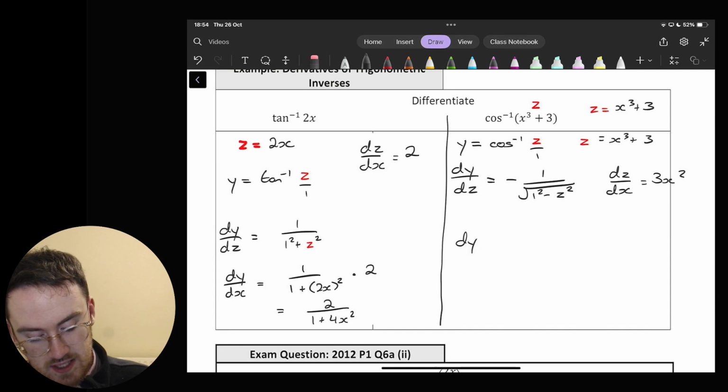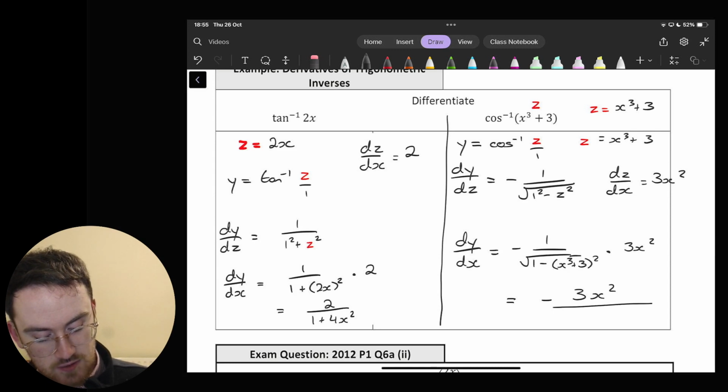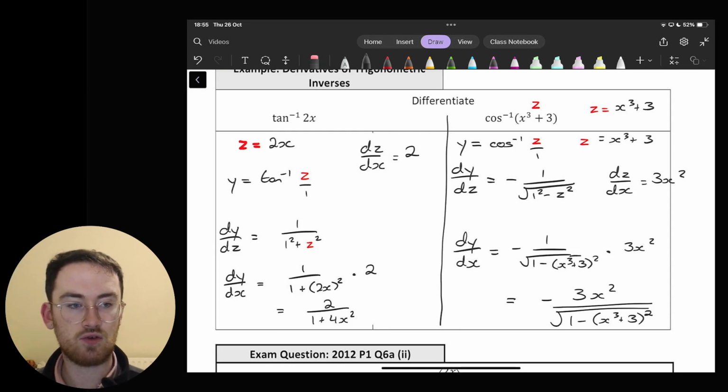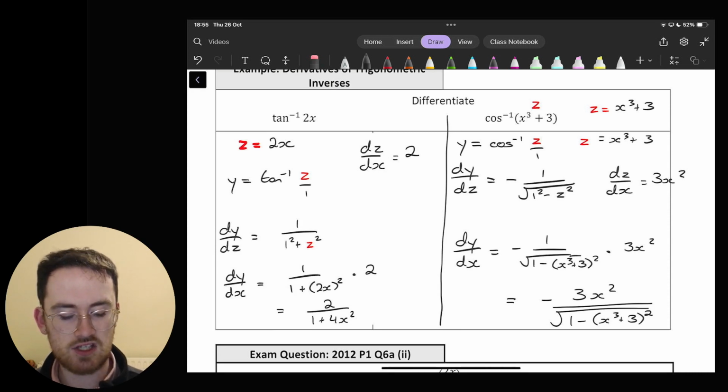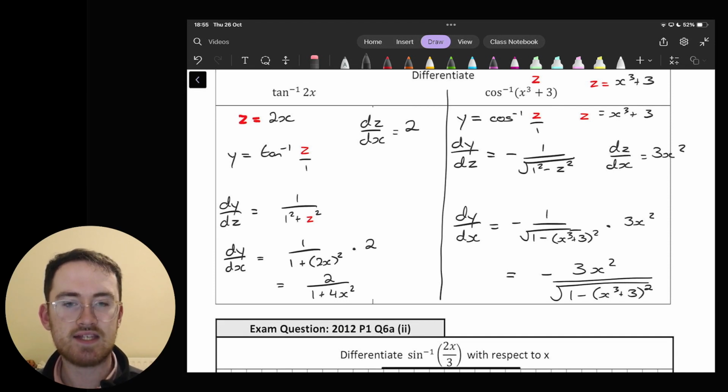Okay, so bringing all this together to give me dy dx, I'm multiplying both of these. So minus 1 over the square root of 1 minus x cubed plus 3 squared, multiplied by 3x squared. And we're going to bring that all together to give us my answer. So square root of 1 minus x cubed plus 3 squared. And we're going to leave it in that form because multiplying that bracket out is not going to leave us with anything simpler. That is actually the nicest format that we could leave our question in. So we can see how our substitutions there can save us a little bit of time.